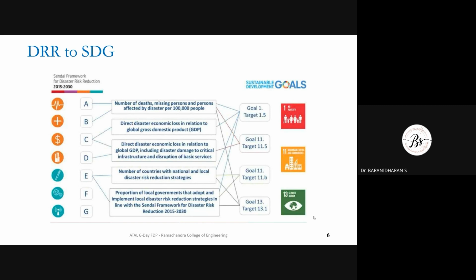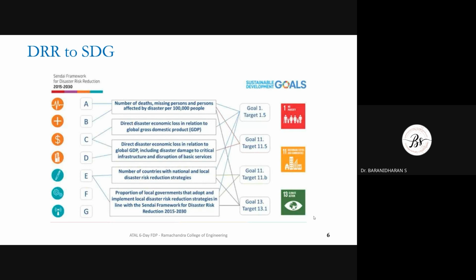save the resources. And then sustainable cities: the cities should be resilient in such a way that the infrastructure withstands the disaster, be it floods or any other natural calamities. And then climate action on a global level, where you will be able to share the data and reduce climate change by taking actions locally. So all these things are correlated with the sustainable development goals.